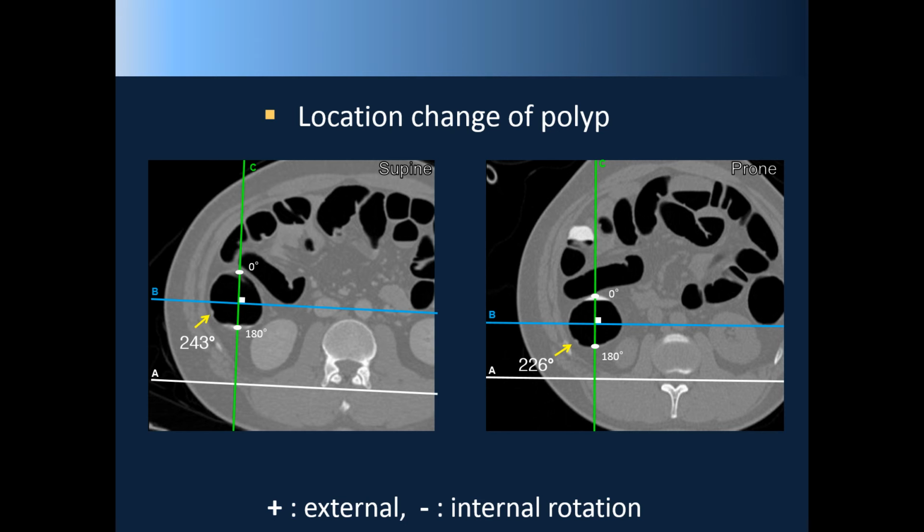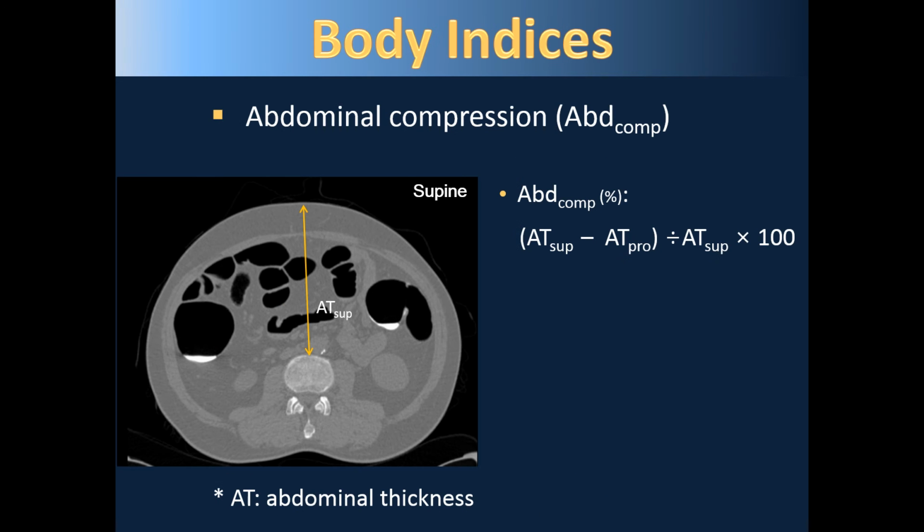Let's check the radial location change of the polyp with this example. On your left supine CT scan, the radial location of the polyp was 243. On your right prone CT scan, that was 226. So the radial location change of the polyp during positional change from supine to prone position was 17 degrees, which is external rotation. We repeated the same procedures for all 24 polyps.